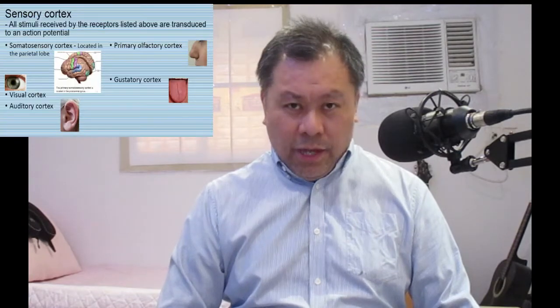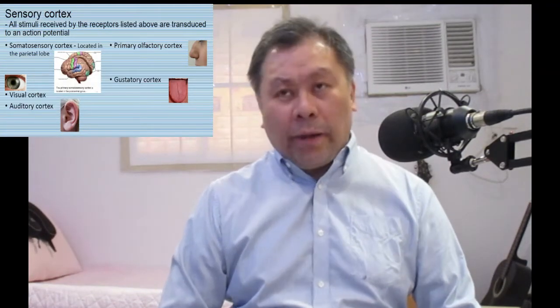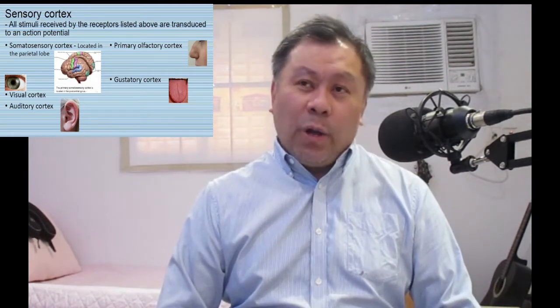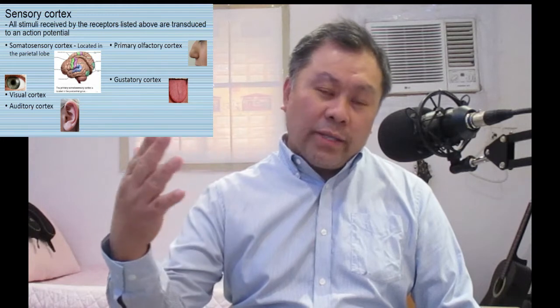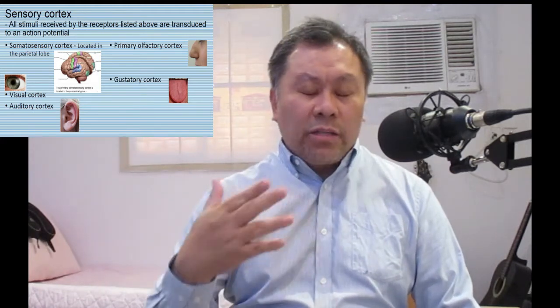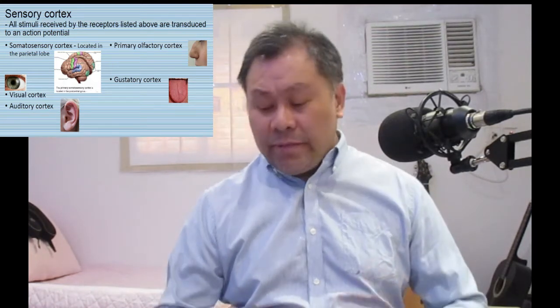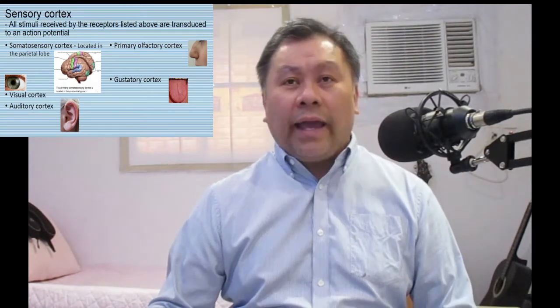Next we have the sensory cortex. These are stimuli received by the receptors that are transduced to an action potential. Now we have the somatosensory cortex, which is located in the parietal lobe. Remember, we have four lobes in our brain. So we have the primary olfactory cortex for the nose, the gustatory cortex for the tongue, the auditory cortex for the ear, and the visual cortex for the eye.